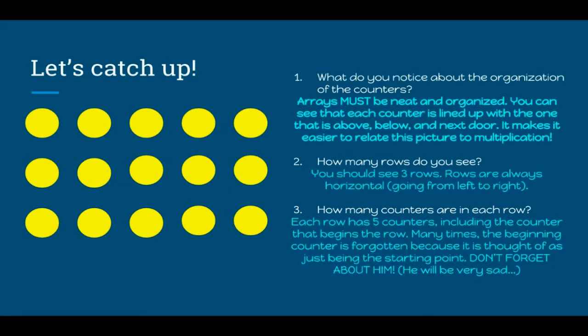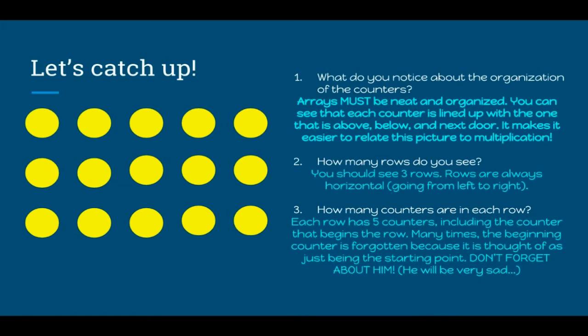Arrays must be neat and organized. You can see that each counter is lined up with the one that is above, below, and next door. It makes it easier to relate this picture to multiplication. So as we move on, one of the big things you need to remember is that your arrays have to be neat. We can't have counters floating all over the place. We want it to be organized so that we can represent a fact using a picture.